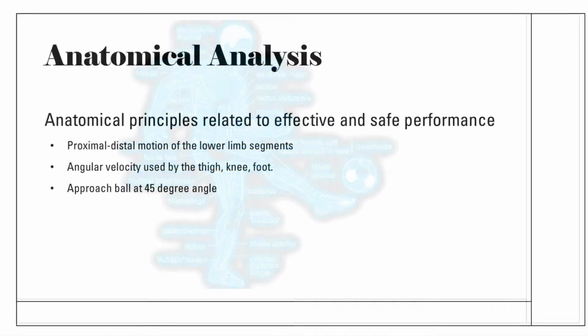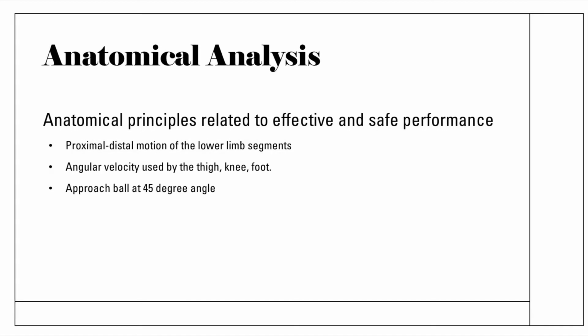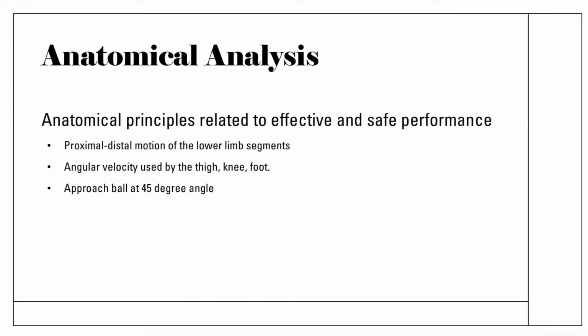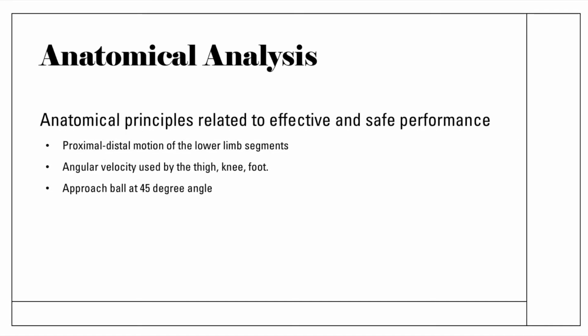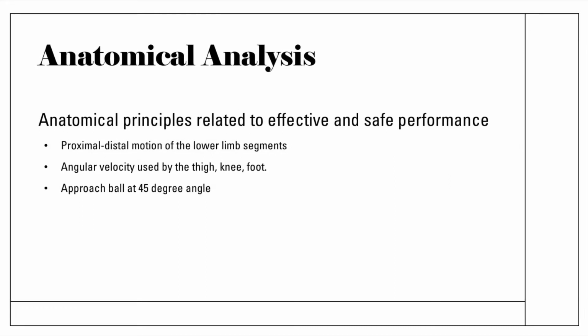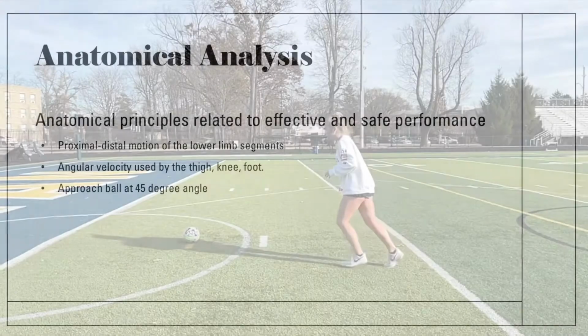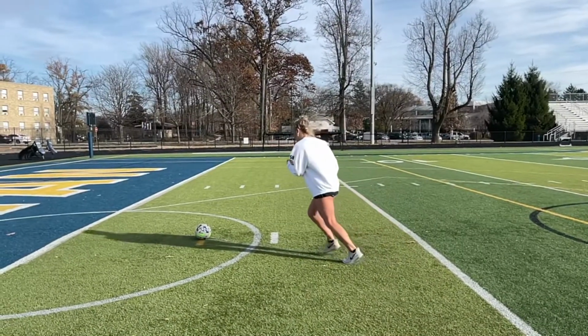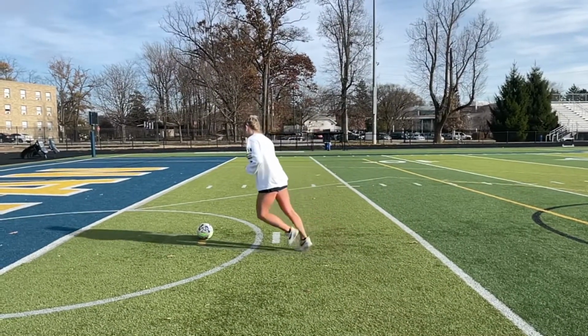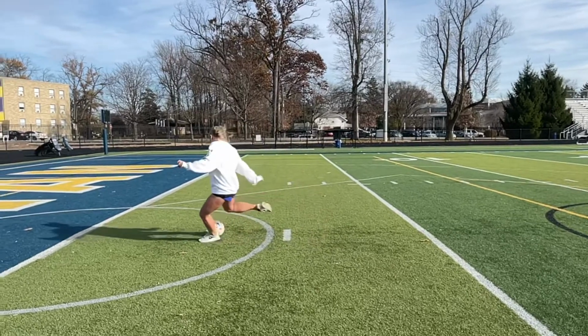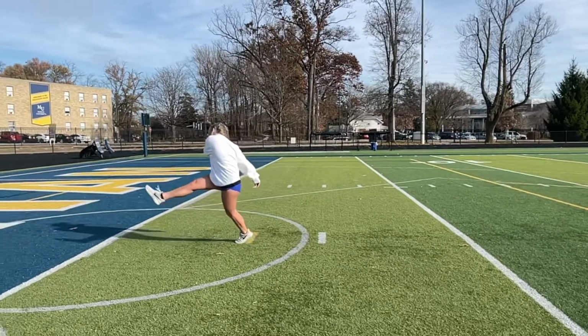Anatomical principles related to effective and safe performance. Using a proximal distal motion of the lower limb segments, angular velocity is used by the thigh, knee, and then the foot. To produce greater velocity, athletes should approach the ball at a 45-degree angle as the kicking leg leaves. As the athlete prepares for the shot and makes effort, the muscles begin firing in order to produce the best kick possible.